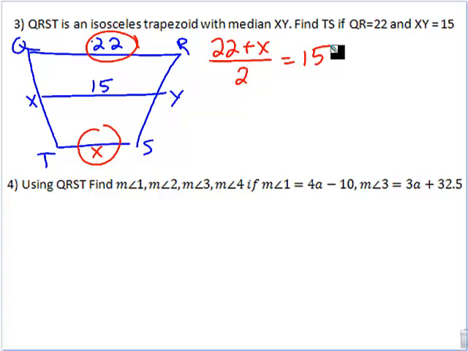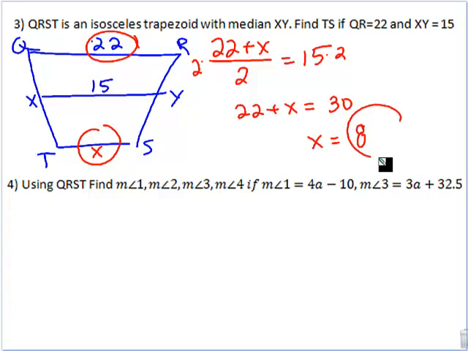Okay, can we now solve this for x? What could we do first? Okay, so times by 2. So now we have 22 plus x is equal to 30. So what's your x? 8. So that's your TS is 8. Is that okay?